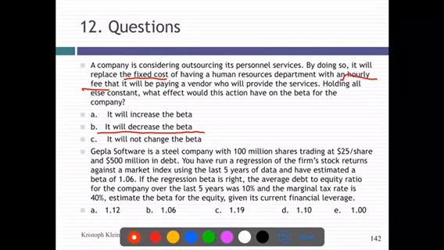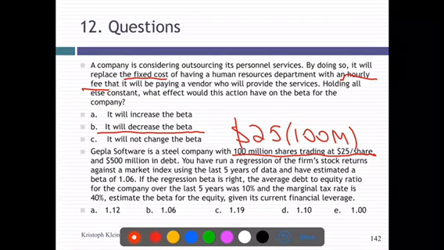Right. So moving to the second question. This one, like I said, is a little bit tricky. Gapla Software is a steel company with 100 million shares trading at $25 per share. That gives us first the amount of equity, right? $25 times 100 million, and 500 million in debt. So that's how much debt we have.